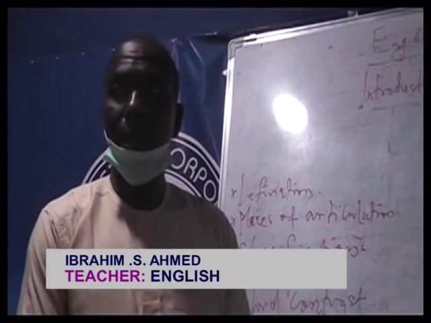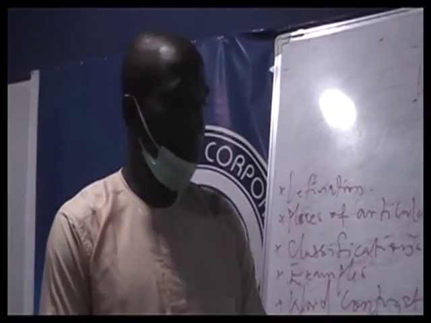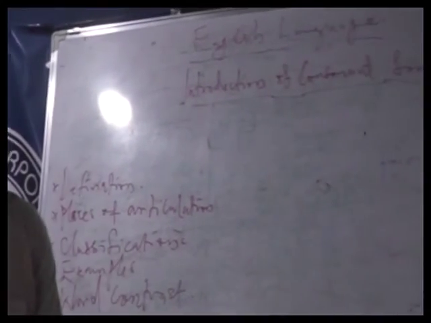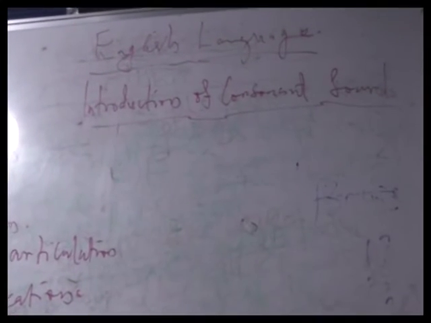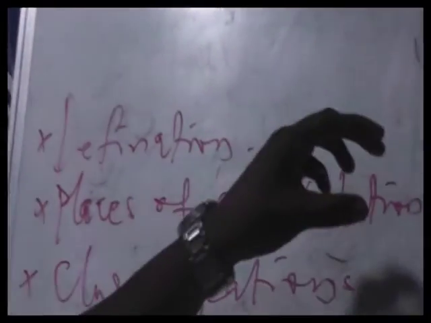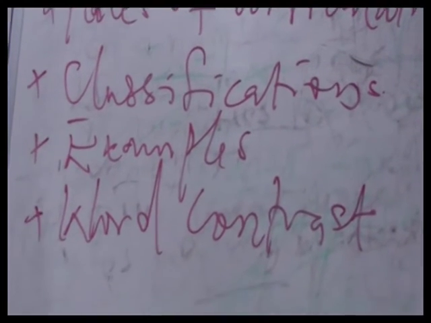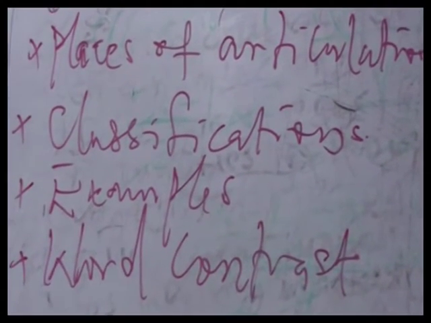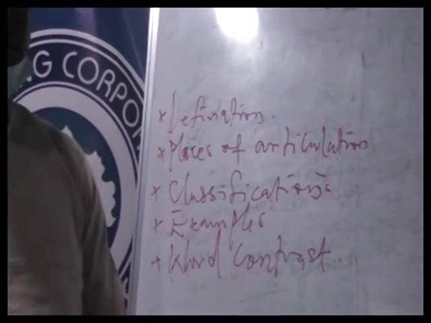Last week, we discussed parts of speech for Junior Secondary School 3. Today, we shall be introducing consonant sounds, and this will be for Junior Secondary Schools. Before we start, we would like to look at the objectives. What is expected of us to achieve at the end of the lesson? First, we have the definition. We'll be looking at definition, the places of articulation, that is the places we use in producing the sounds, classifications, examples, and word contrast. And at the end of the lesson, we expect the students to be able to identify or produce the sound irrespective of where they appear.